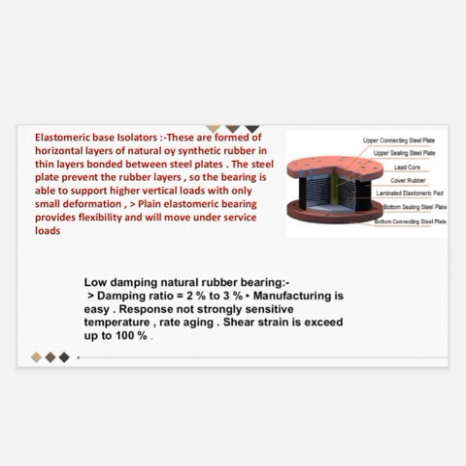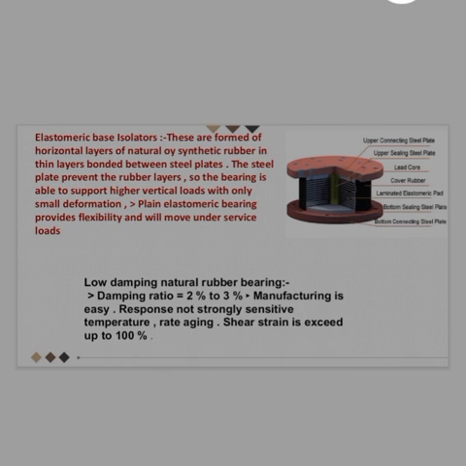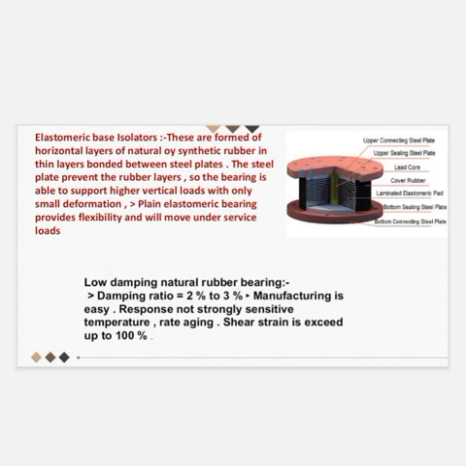There are more types of the base isolation system. First is elastomeric base isolators. These are formed of horizontal layers of natural or synthetic rubber, in which thin layers are bonded between steel plates. The steel plates prevent the rubber layer from bulging, so the bearing is able to support vertical loads with only small deformation. The diagram is shown here.